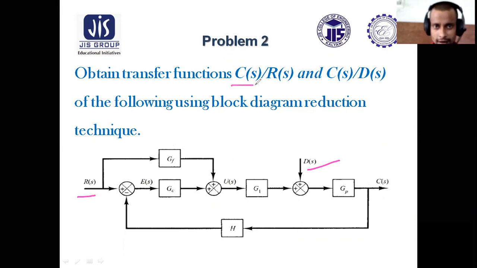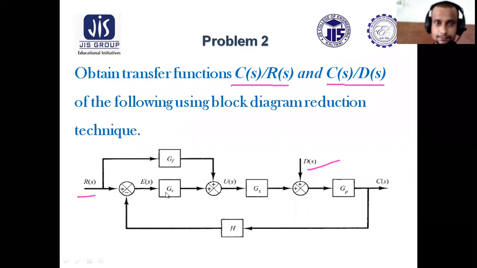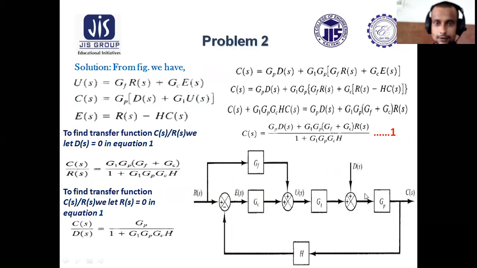So for RS input, transfer function is CS by RS. For DS input, transfer function is CS by DS. As like superposition theorem, while finding CS by RS, consider DS as 0. So we'll consider one input at a time. For that time, other input will be considered as 0. So for this problem, how to solve it? The problem block diagram is mentioned here also.